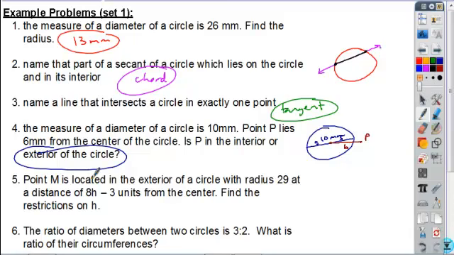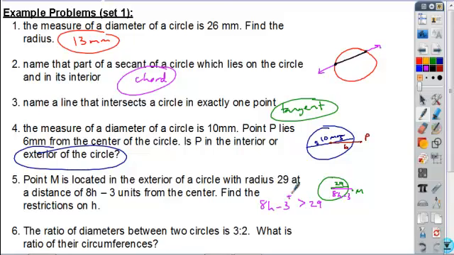What about the next question? Point M is located in the exterior of a circle. This circle has a radius of 29, and point M is located somewhere in the exterior, a distance of 8h minus 3 units from the center. Okay, so what relationship or what restriction is going to be applied to that? That expression has to be greater than 29. It can't equal it, or else it would fall on the circle. It can't be less than it, or it would be in the interior.